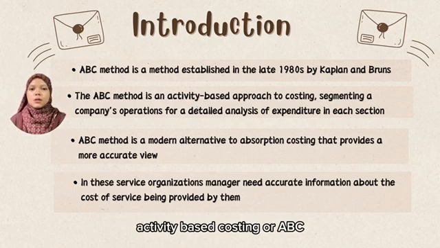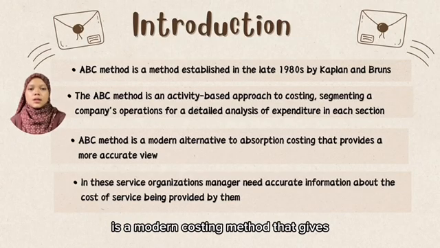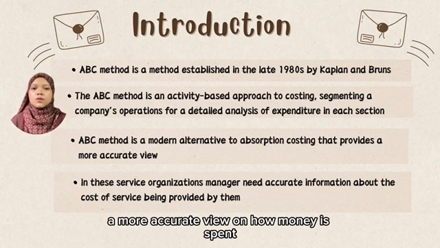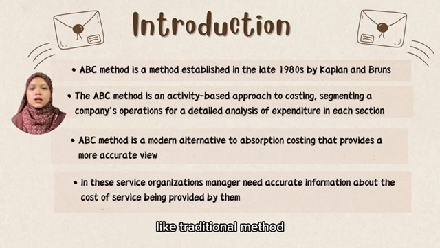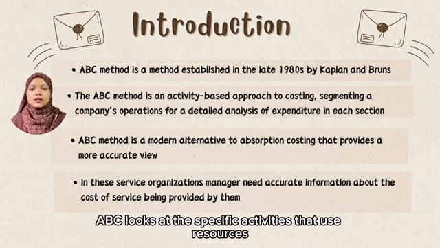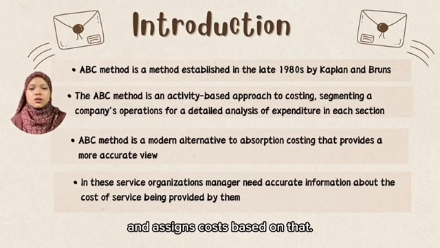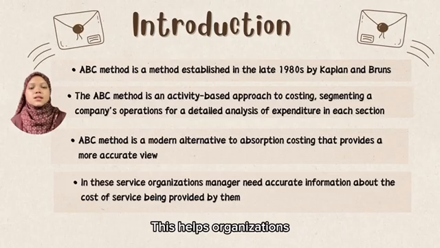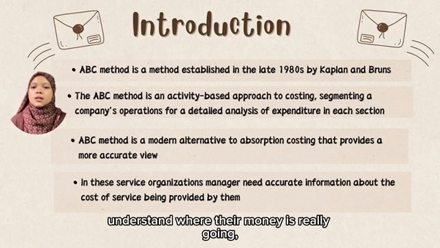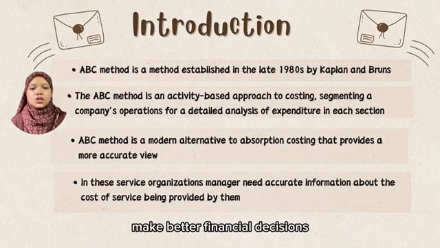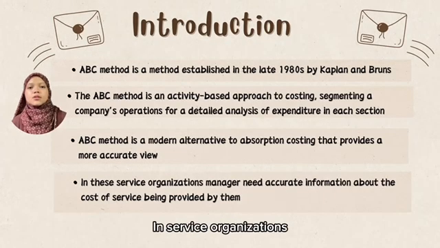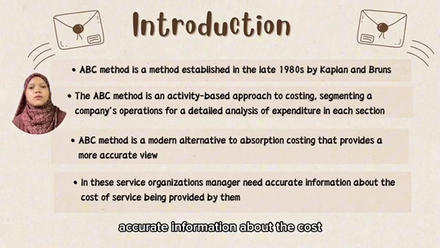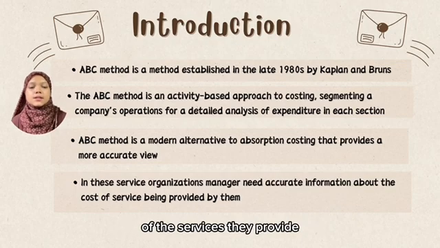Activity-based costing, or ABC, is a modern costing method that gives a more accurate view on how money is spent. Instead of spreading costs evenly like the traditional method, ABC looks at the specific activities that use resources and assigns costs based on that. This helps organizations understand where their money is really going, make better financial decisions, and improve overall efficiency. In service organizations, managers need accurate information about the cost of the services they provide.